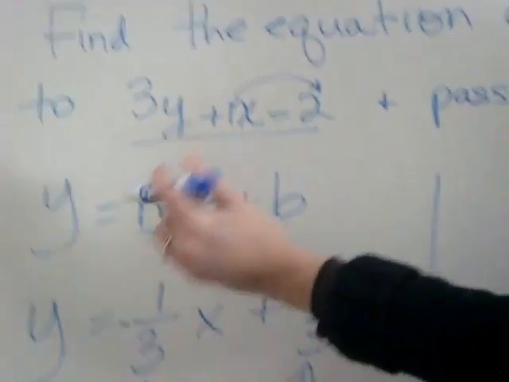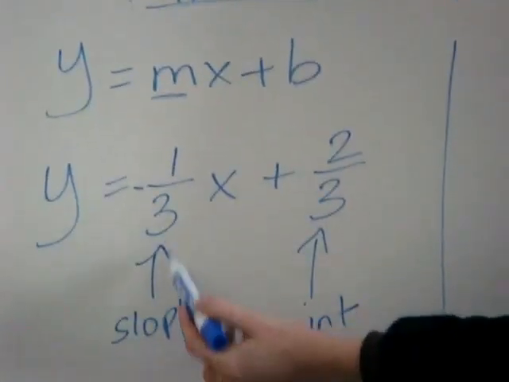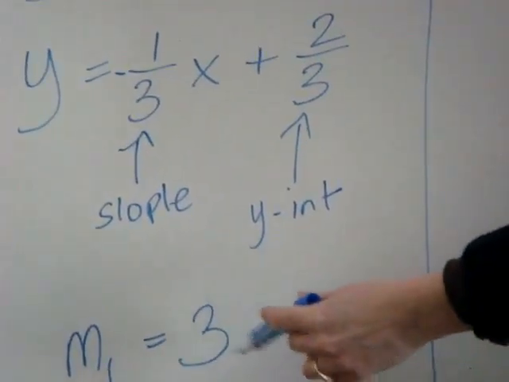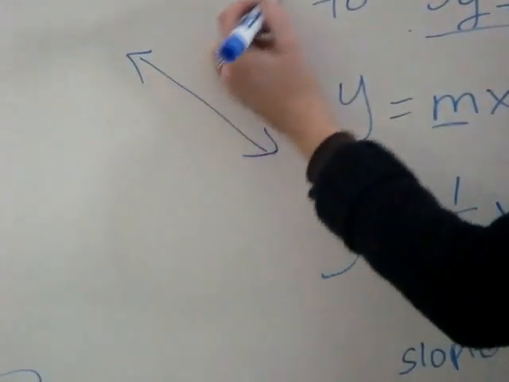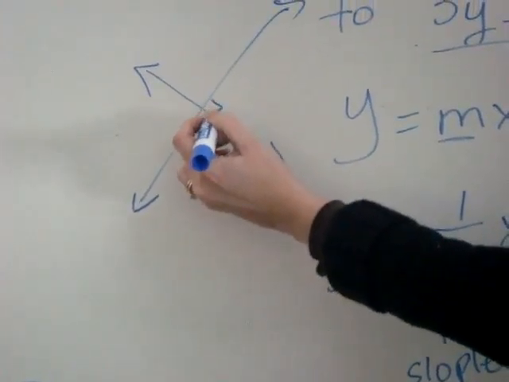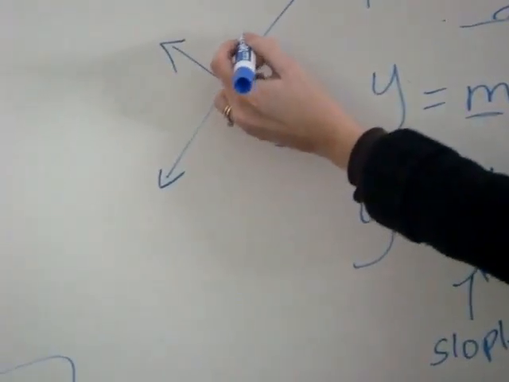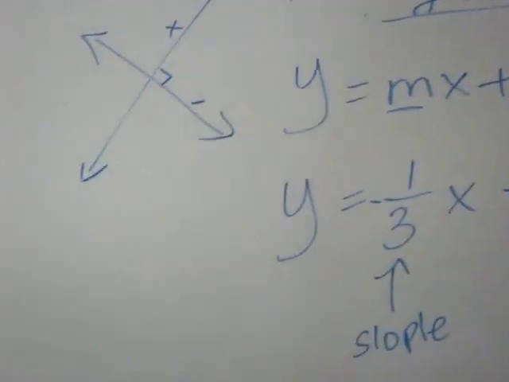So you take the line and you get it into this form, you find your slope, and you flip it and change the sign. Because if you think about it, if you're going to get a line perpendicular, if this one is negative, this slope is going to be positive, so the signs have to be different.